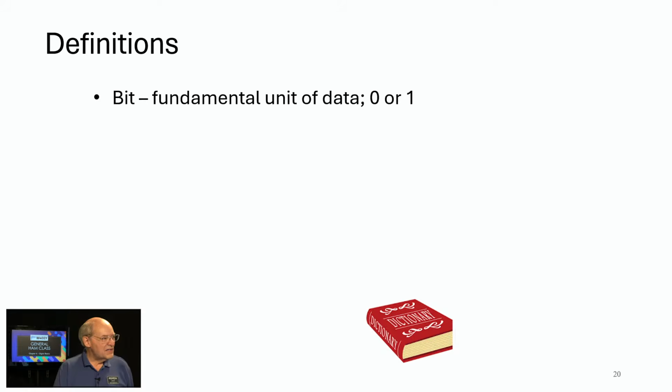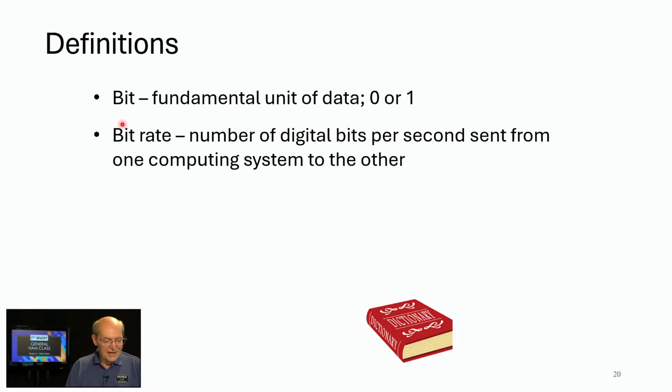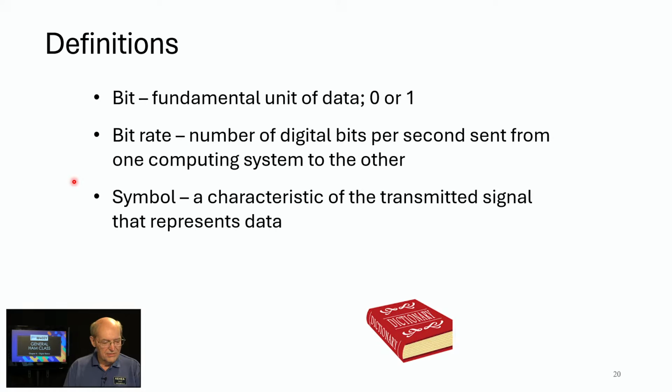All right, now we're going to get into some definitions. So I had to bring out a dictionary. So a bit is a fundamental unit of data, a 0 or a 1. Does anybody know what bit stands for? Or where the term came from? Well, I'll have to give it to you then. It's binary digit. Binary digit, 1 or a 0. That's a bit. Now the bit rate, number of digital bits per second sent from one computing system to the other. All right, so far, so good.